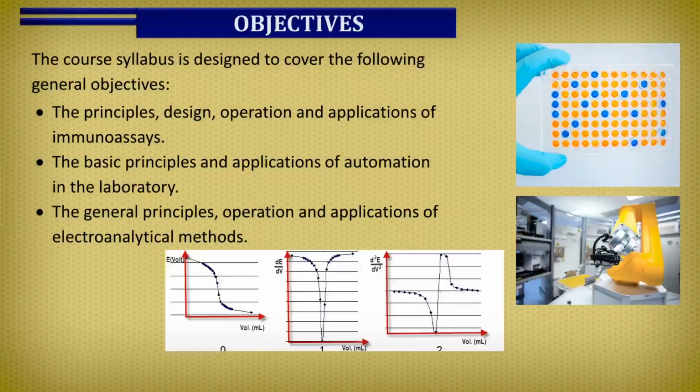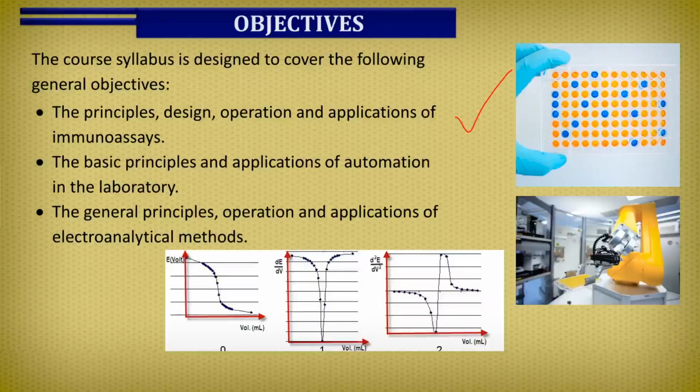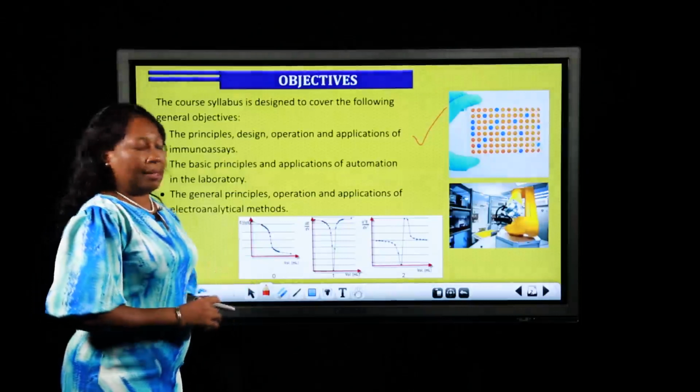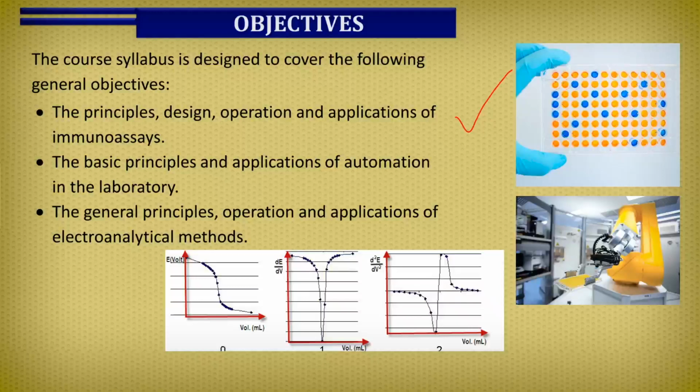For this course, STC 414, the syllabus has given us some general objectives, and we have covered some of them. There are three objectives. The first is on the principles, design, operation, and applications of immunoassays, and you remember we had the ELISA kit, with which we did our studies. The second is the basic principles and applications of automation in the laboratory. We looked at the use of robotics, and some analytical methods like flow analysis. That is a picture of the robotic arm being used in a lab.